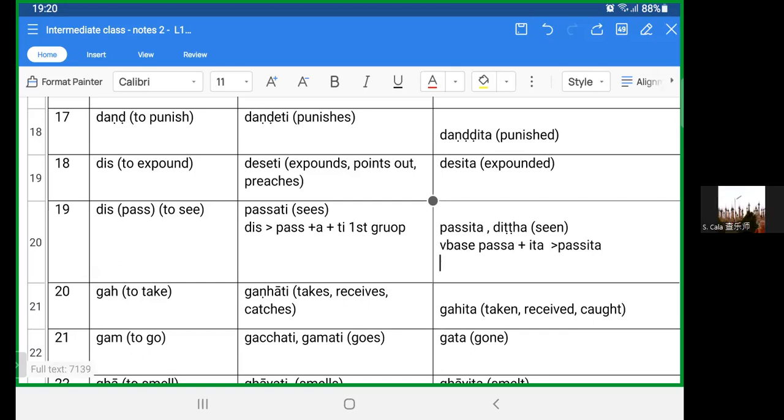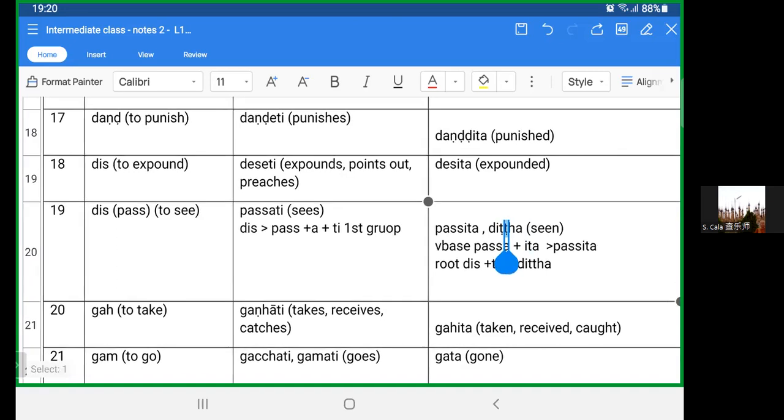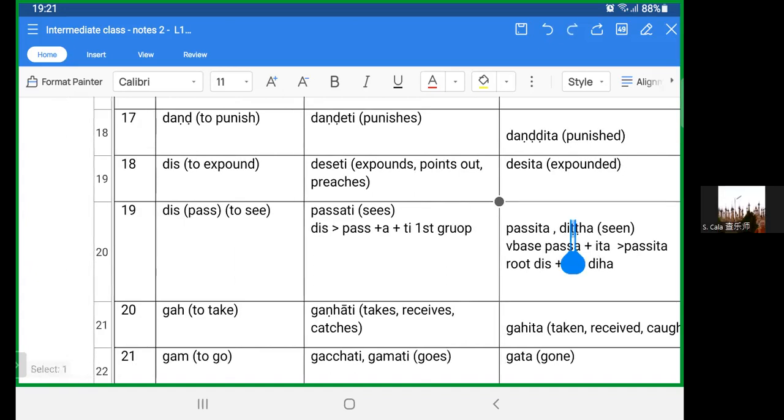Which one? This dita. How do you get dita? Dis plus ta, is it? Plus ta. Okay, so this is a root, plus ta becomes dita. We can directly change it to the lingual t because of the influence of the s. Because of the influence of s, we can directly change it to this, t dot t.